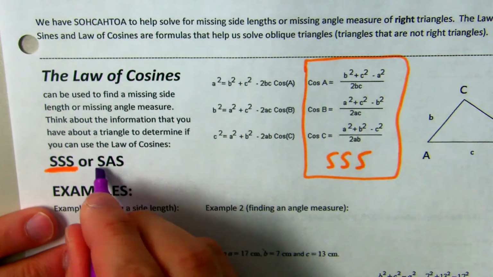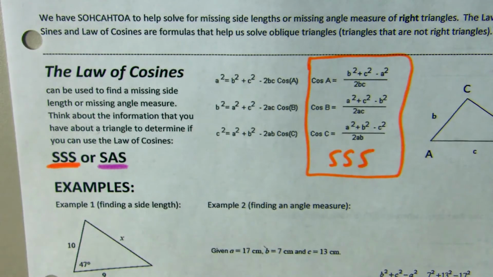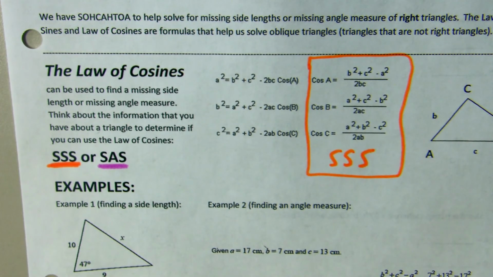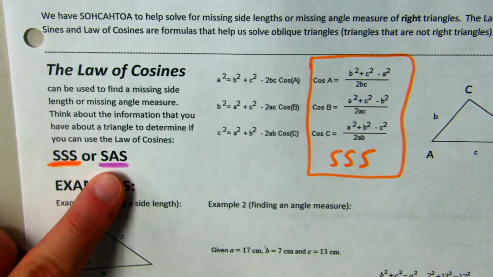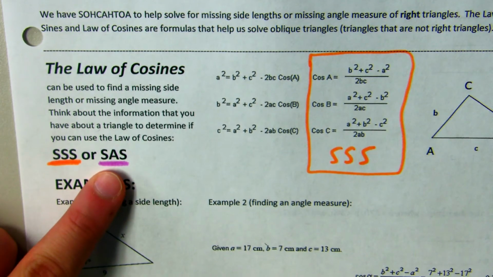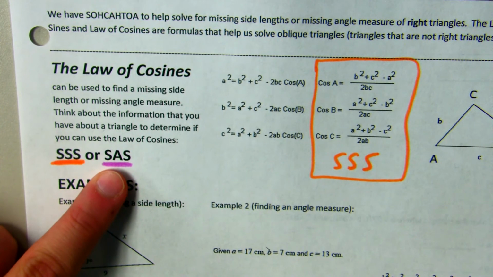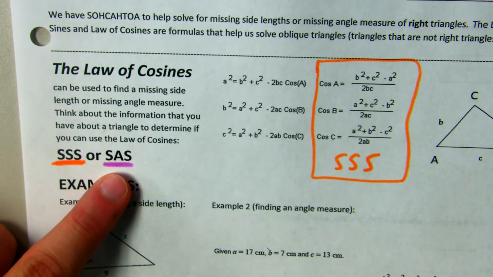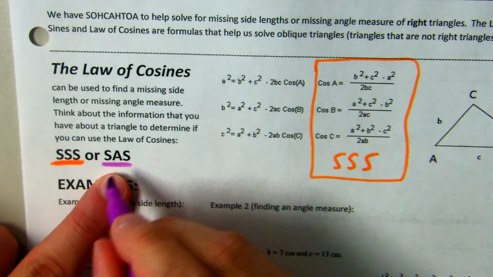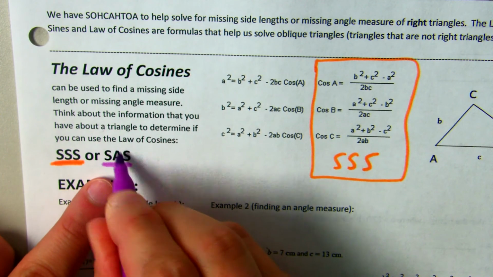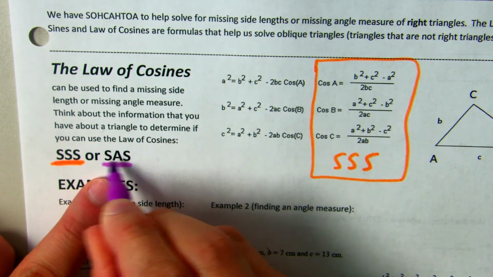The other condition for law of cosines is side, angle, side. Now that's kind of similar to side, side, angle, in that you have 2 side lengths and 1 angle, but what angle you have is different. In side, side, angle, it's not the included angle. In side, angle, side, it is the included angle. It's the angle between the 2 side lengths.